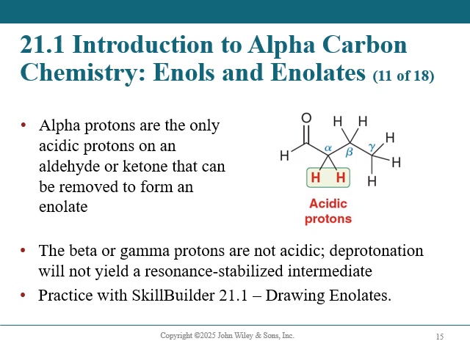Now let's talk a little bit about alpha protons. Alpha protons are the only acidic protons on an aldehyde or ketone that can be removed to form an enolate. The beta or gamma protons are not acidic. Deprotonation will not yield a resonance stabilized intermediate. So when you're in the alpha position, right here, these protons are the ones that we're talking about when we talk about forming that enolate. This one, that's not an alpha proton, right? Because you need a carbon to be in the alpha position and then those protons. So these are the only ones that qualify in this case.